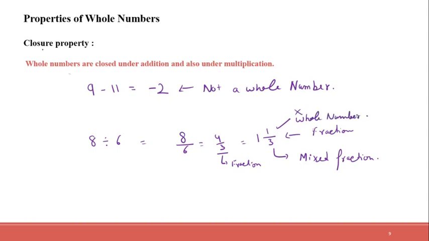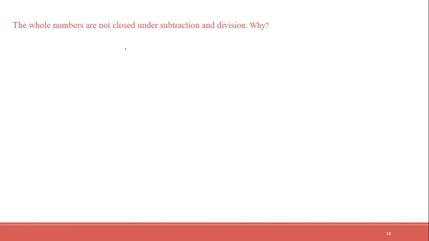So this closure property says that whole numbers are closed. That means the outcome will also be a whole number under addition, and also under subtraction, also under multiplication, right? So the property does not apply to subtraction and does not apply to division. I hope you got my point, right? Let's come to this one. The whole numbers are not closed under subtraction and division. I have explained this to you on the previous page, right?